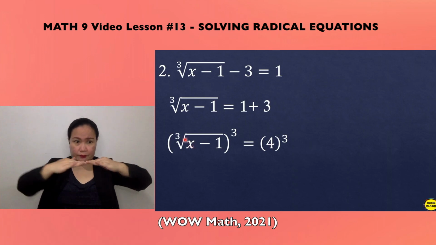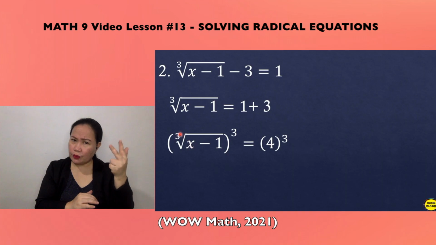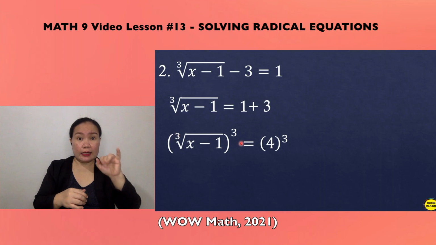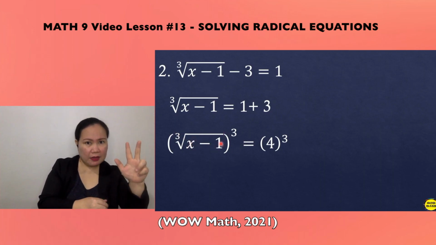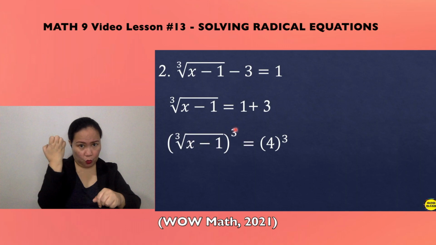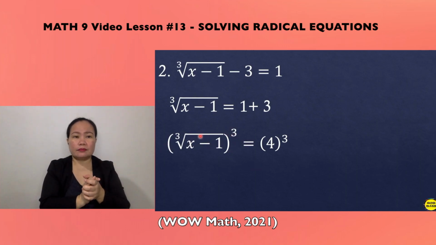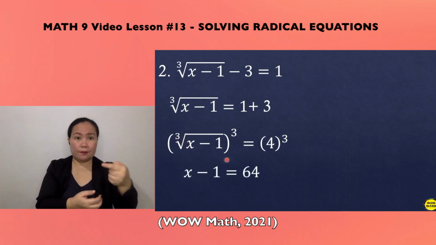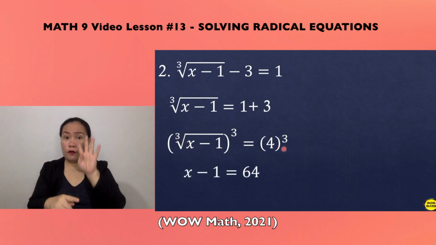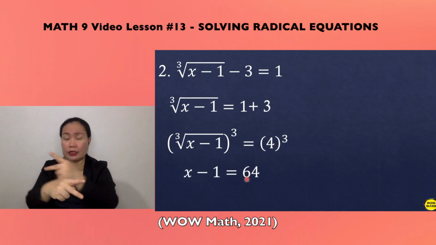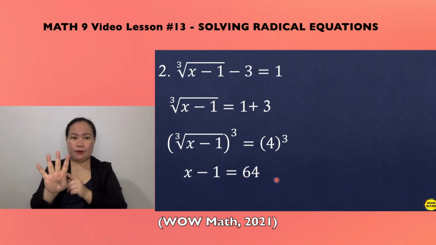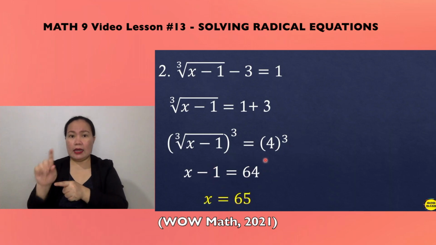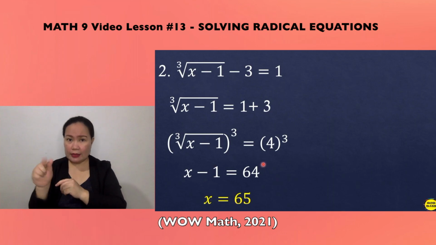Bakit cube? Kanina, in-square natin. Kasi yung index natin dito ay 3. Kung ano yung index, yun ang gagawin natin. So, cube root of x minus 1, to the third power. So, pag kinube natin to, yung cube root of x minus 1, magiging x minus 1. And then 4 cubed or 4 times 4 times 4, that is 64. So, pwede natin lipat si negative 1 sa kabila. So, x is equal to 65. Kasi negative 1, no? 64 plus 1, that is 65.